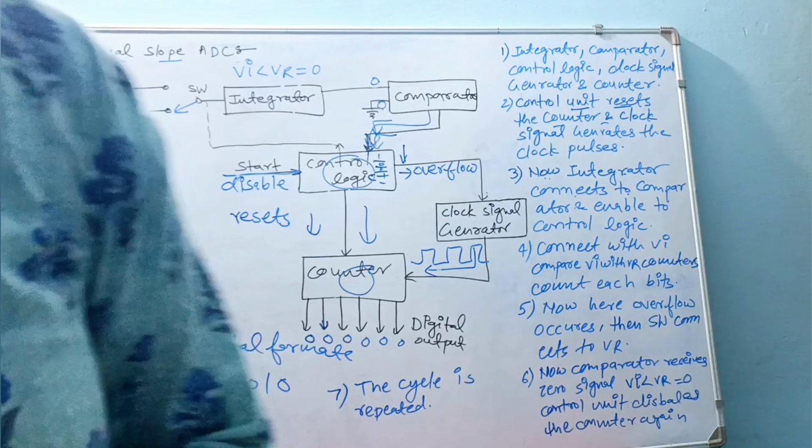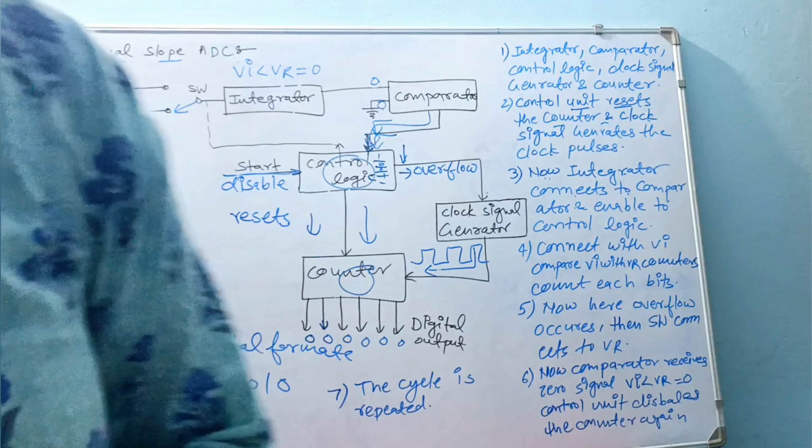In this condition, the control logic again resets the counter, and the start signal is disabled and the switch is switched from Vi to Vr. Here Vi is less than Vr, which creates a 0 value that comes to the counter. Now 0 is compared with 0. The control logic also disables the counter and the output is counted as a 0 value.